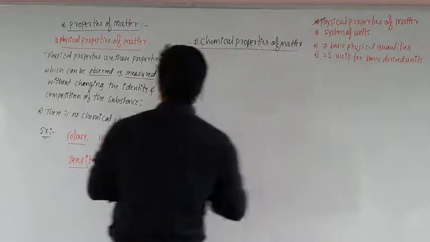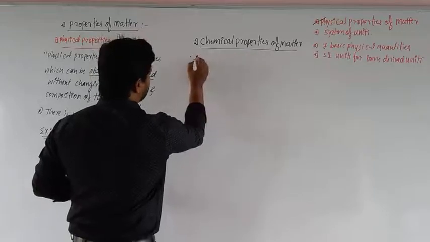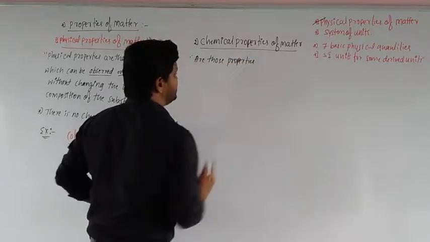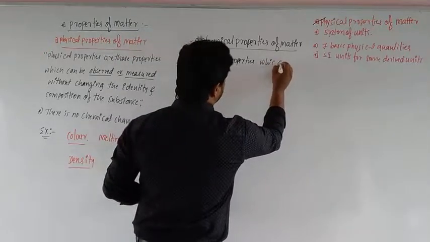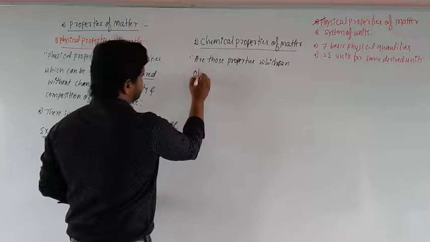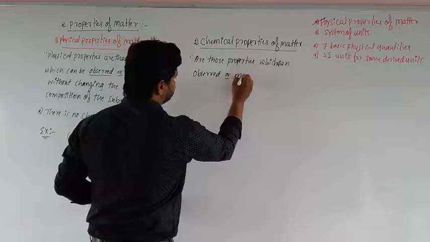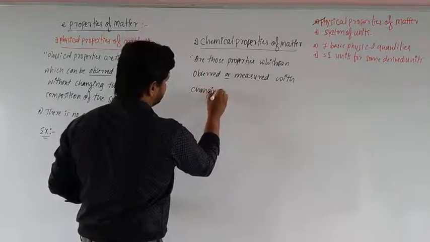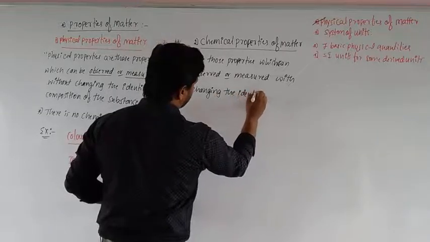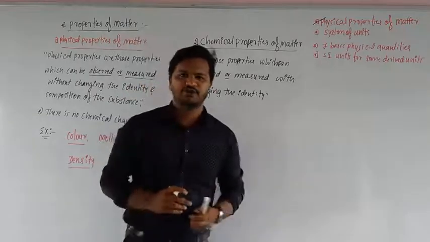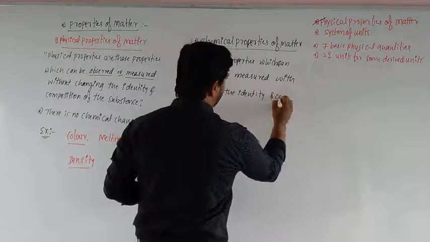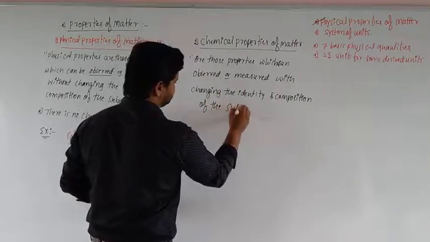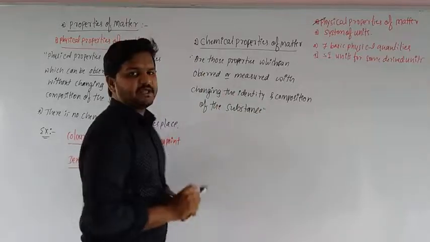Okay, I will write here the definition. Chemical properties are those properties which can be observed or measured with changing the identity and composition of the substance. So this is known as chemical properties of a matter.